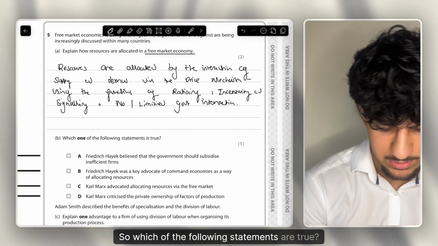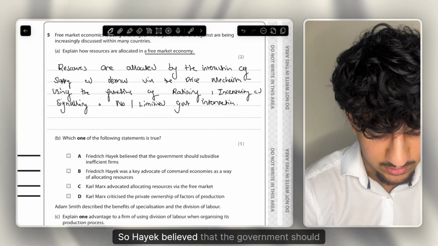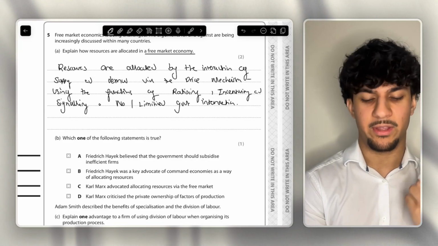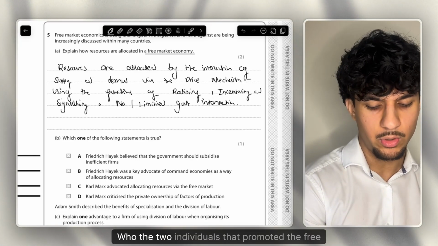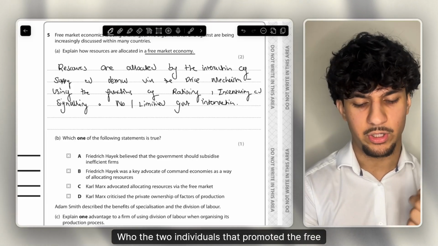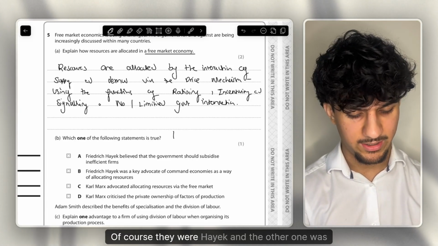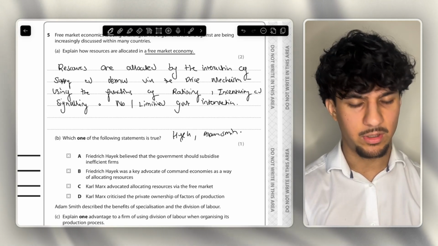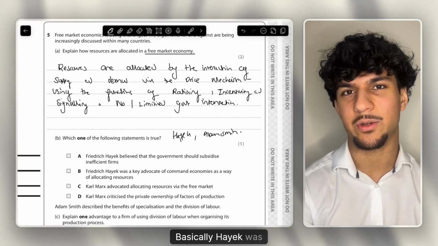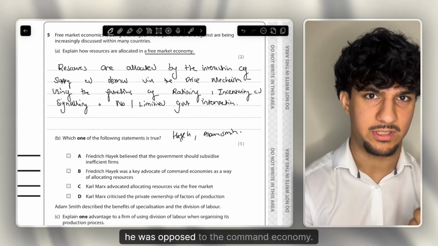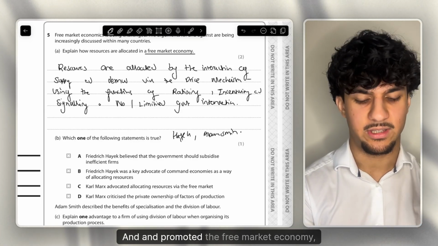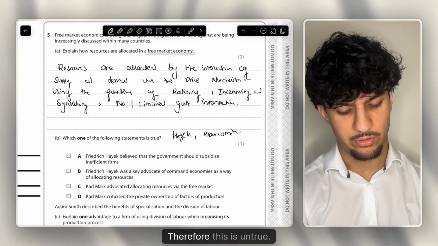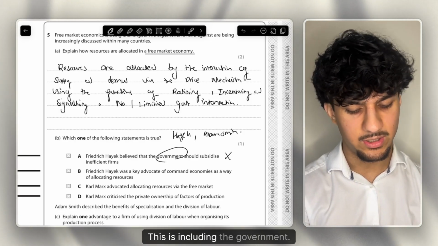So which of the following statements are true? So Hayek believed that the government should subsidize inefficient firms. So who are the 2 in the spec in 1.1.6? Who are the 2 individuals that promoted the free market economy? Of course, they were Hayek, and the other one was Adam Smith. Hayek was opposed to the command economy and promoted the free market economy. Therefore, in a free market economy, we do not want government intervention. Therefore, this is untrue, as of course this is including the government.